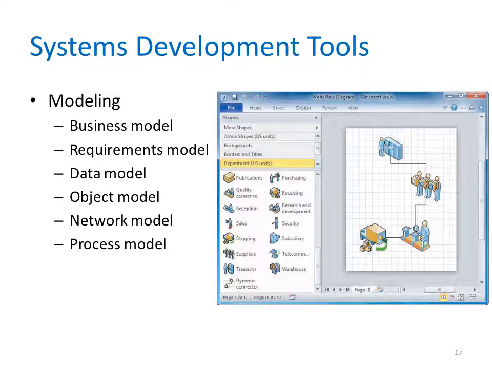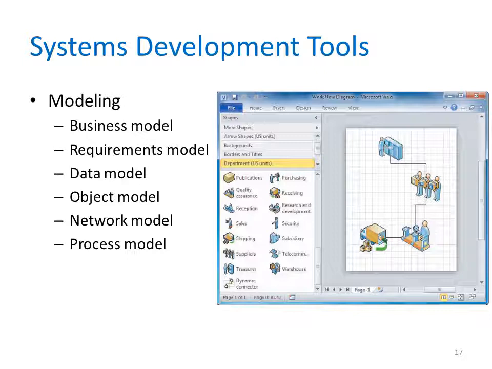In addition to understanding business operations, a systems analyst must know how to use a variety of techniques such as modeling, prototyping, and computer-aided systems engineering tools to plan, design, and implement information systems. Modeling produces a graphical representation of a concept or a process that systems developers can analyze, test, and modify.